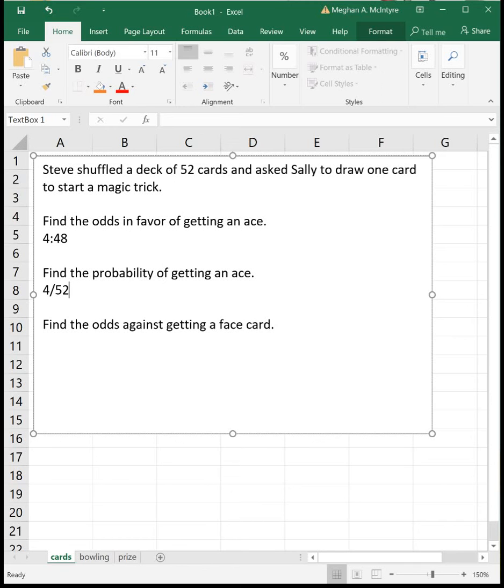So you want to be really careful to see, is the problem asking for odds, which in this case would be 4 to 48, or is it asking for probability, which in this case would be 4 out of 52.